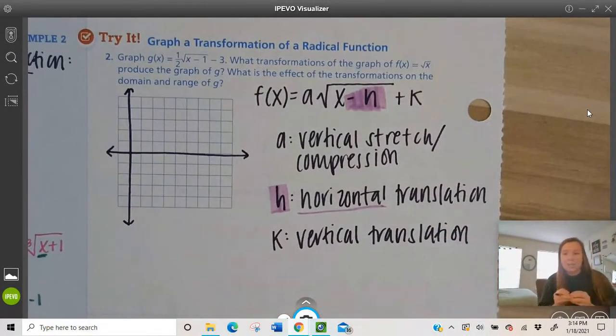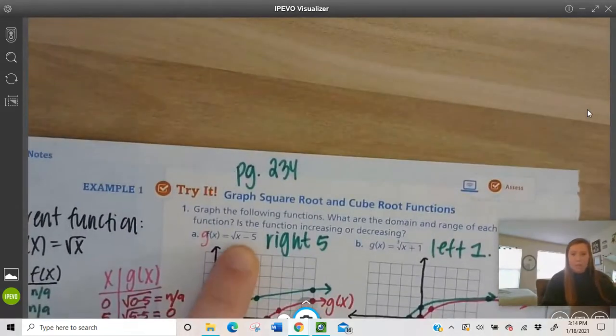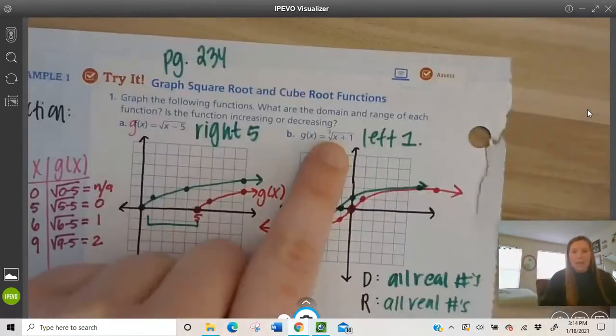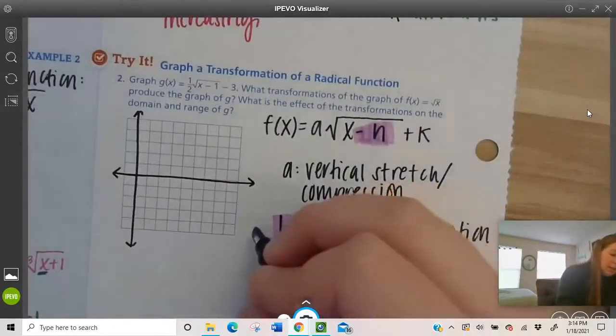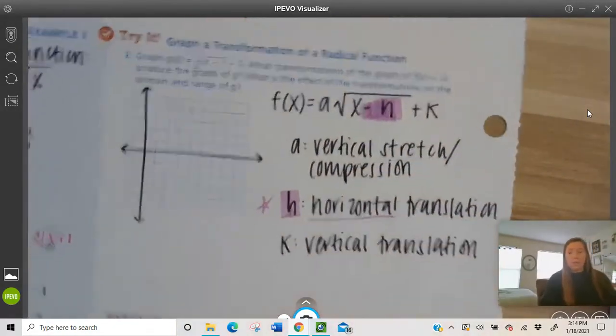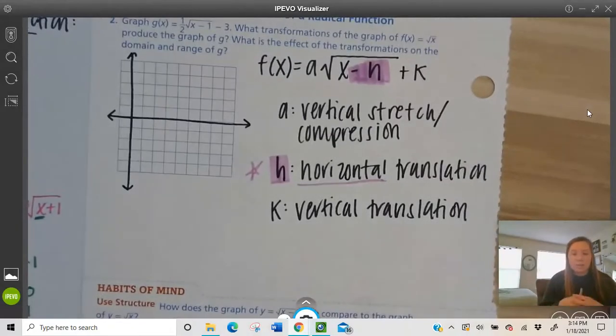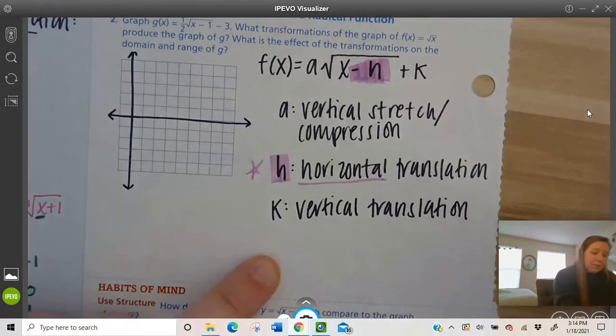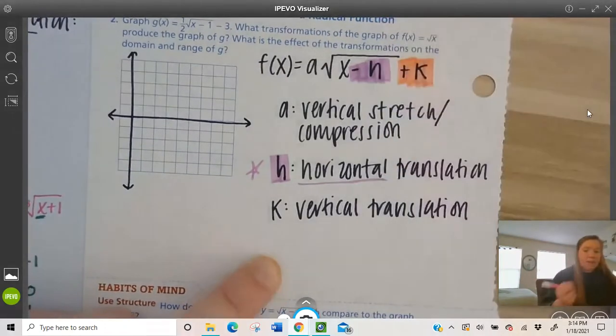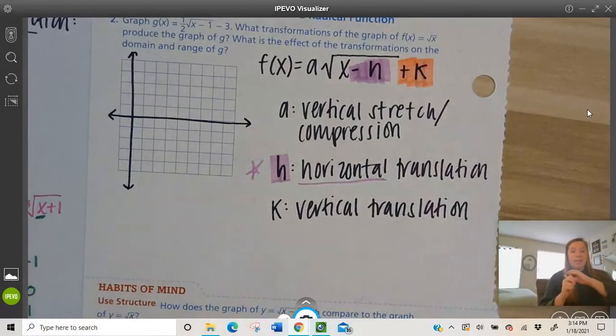Now that horizontal translation is the one that goes backwards in our head. When we subtracted a number, it moved to the right. When we added a number, it moved to the left. So if you want to make a little note to yourself, that's the one that's backwards. You always can check yourself on Desmos as well. So if you're like, oh, I don't remember if that moves to the left or to the right, graph it on Desmos so that you can kind of see the picture of what the graph is going to look like.